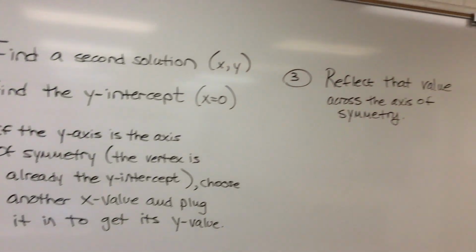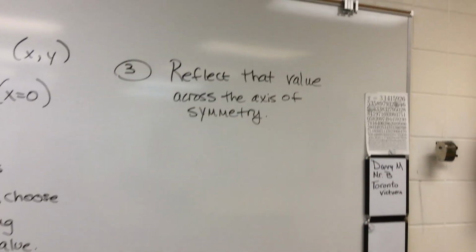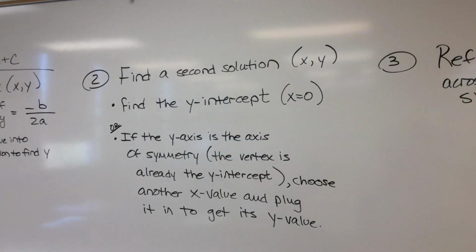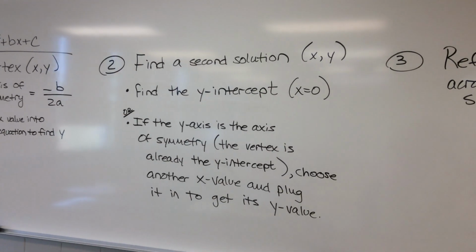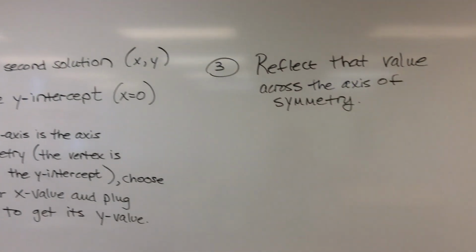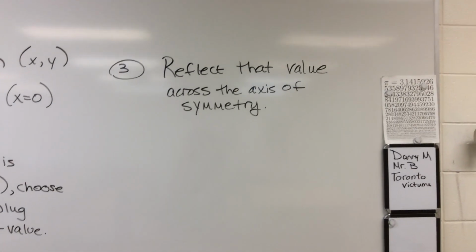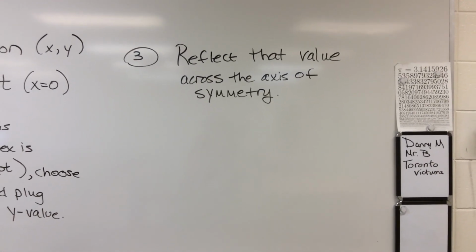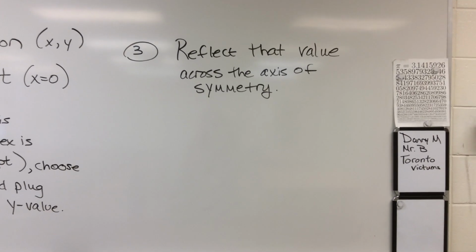Okay, then our third step is going to be to reflect that second value that we just calculated. We're going to take that value once we've plotted it on the coordinate grid, and we're going to reflect it across the axis of symmetry. Okay? So let's look at a couple examples.